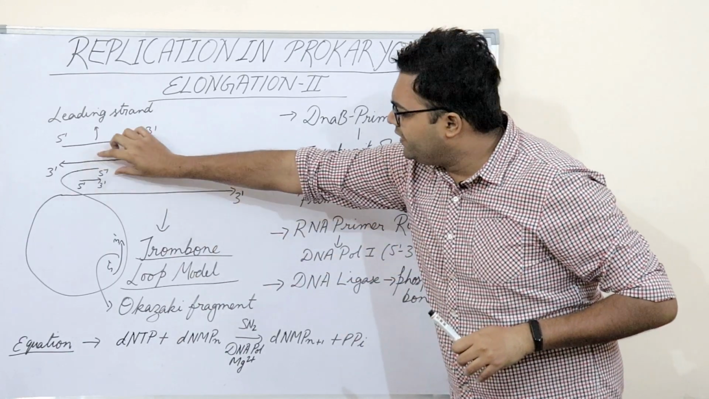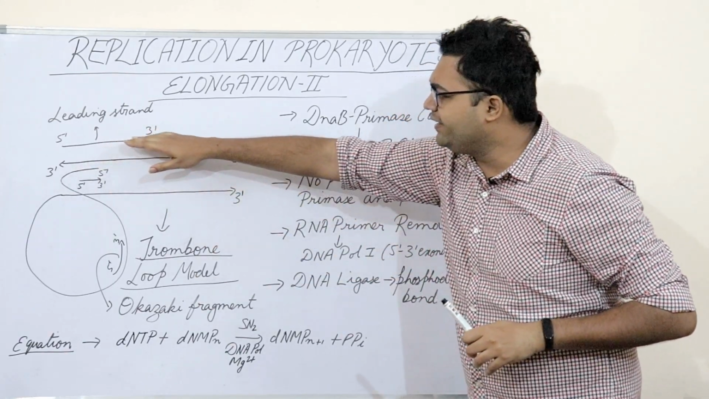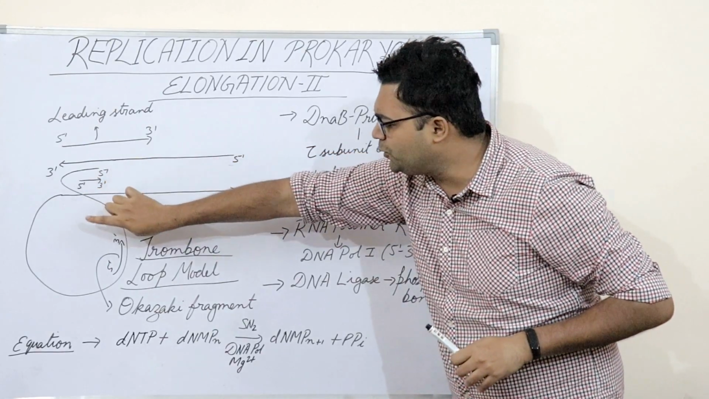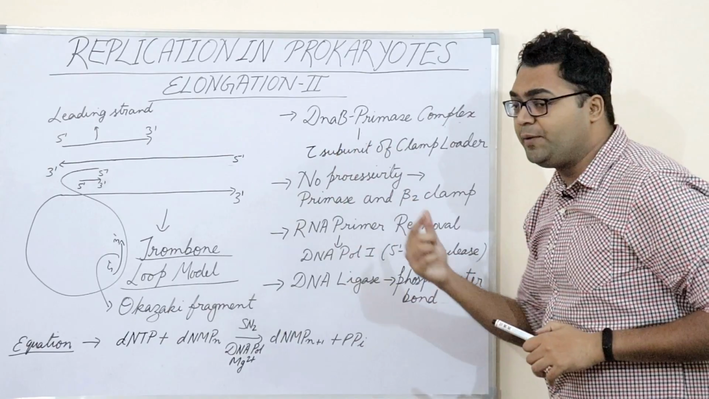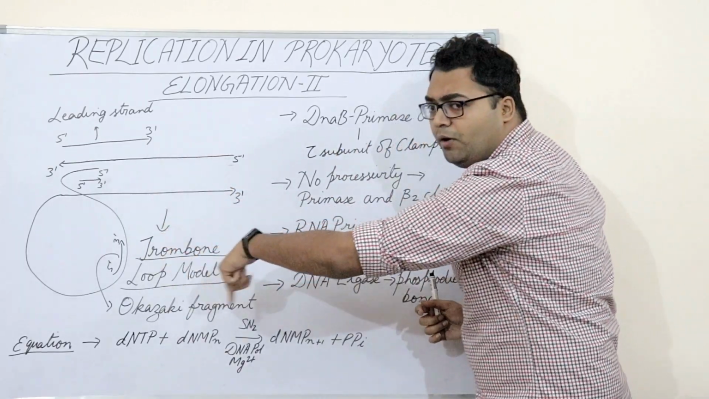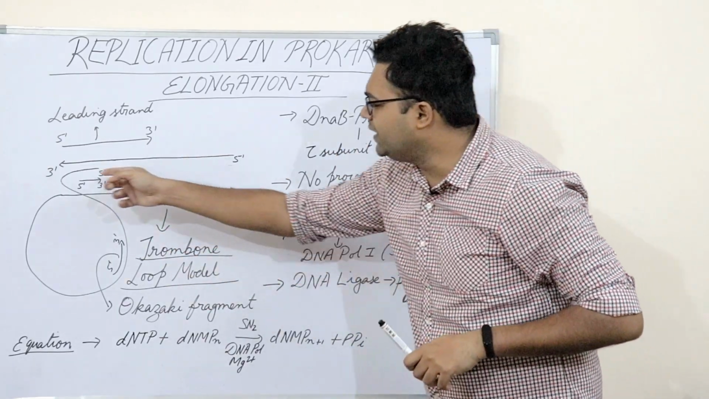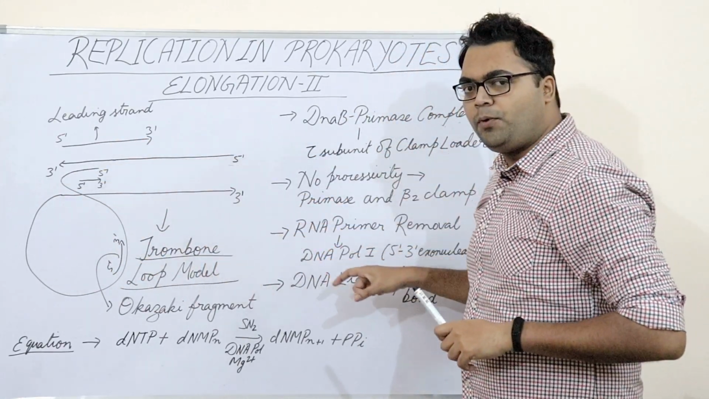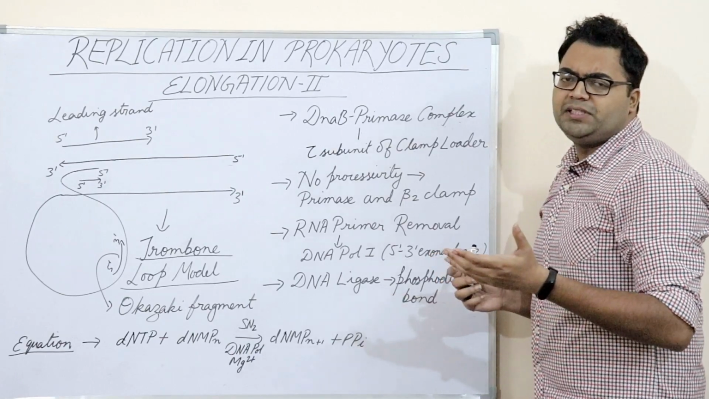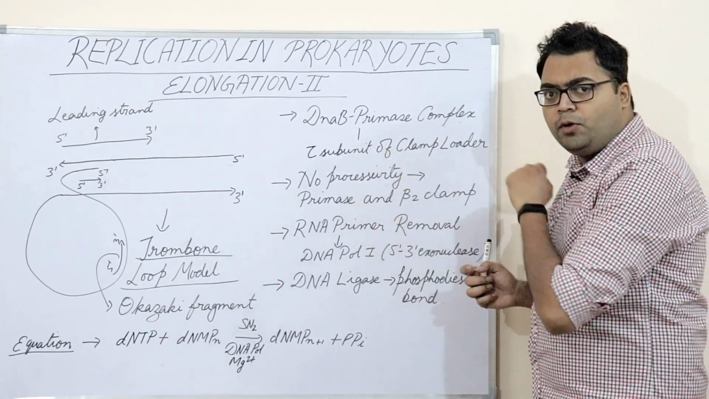So this is being unwound, you are getting the synthesis done, but this has to be unwound more before the synthesis begins. That is the tricky part here, because when it gets unwound more, it forms a loop. The DNA loops around, known as the trombone loop model. Trombone is a musical instrument.